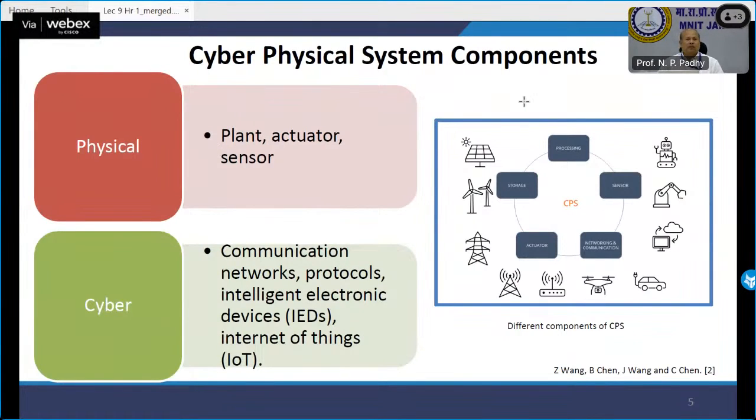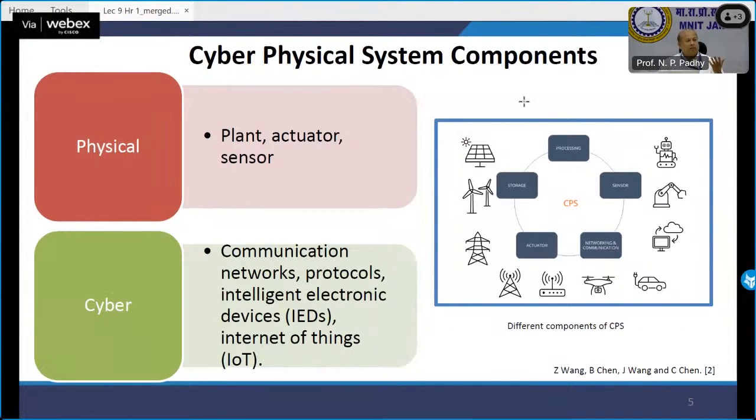So what are the physical components we see in the power system? Plants, sensors, actuators, whereas in cyber we have communication networks, protocols, intelligent electronic devices, Internet of Things, and so on and so forth. I will tell you one example. Even the replacement of conventional electric meters by a smart meter, and then getting that data and processing how much energy to be made available to customers during the upcoming Diwali becomes a case study, and that is where your devices actually play an important role.